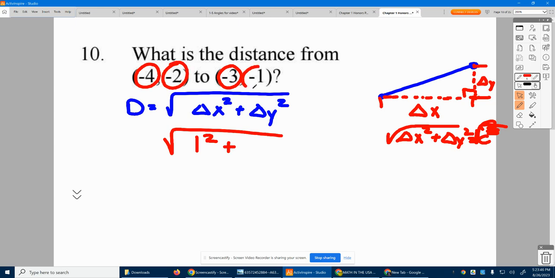How far apart are -2 and -1? They're 1 apart. So this is 1 squared plus 1 squared. Well, that's 1 plus 1. That's the square root of 2. There's your exact answer. That guy's approximately 1.4. Okay, so 1.4 is a perfectly fine answer. I'm happy with it. Number 10, there it is.